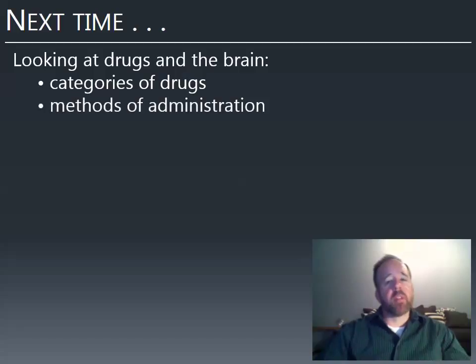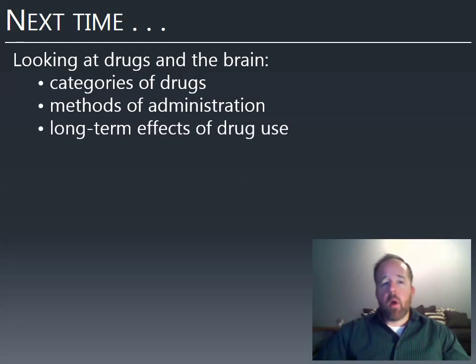We'll also talk about methods of administration. How do we get drugs into the body? There are various methods. What are the implications of those various methods for the brain and the rest of the body? And then what are the longer term effects of drug use? After repeated use, what happens to neurons, the brain, the body?